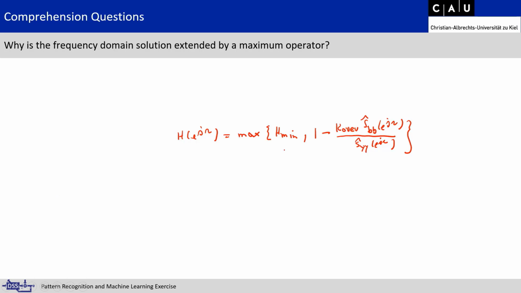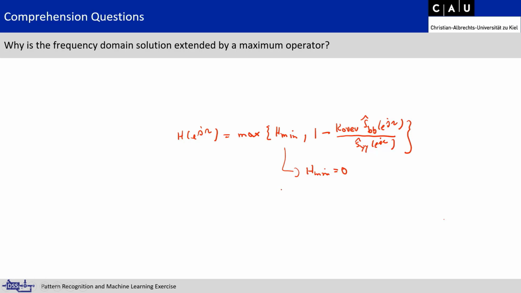Let us consider that we set H min to 0. So H min equals 0. Then what does this do? This basically prevents negative filter weights. And negative filter weights we might get due to estimation errors of our PSD estimates. And this very often happens in the cases when we want to prevent musical noise in combination with the overestimation factor. So by setting H min to 0, we counteract negative filter weights.